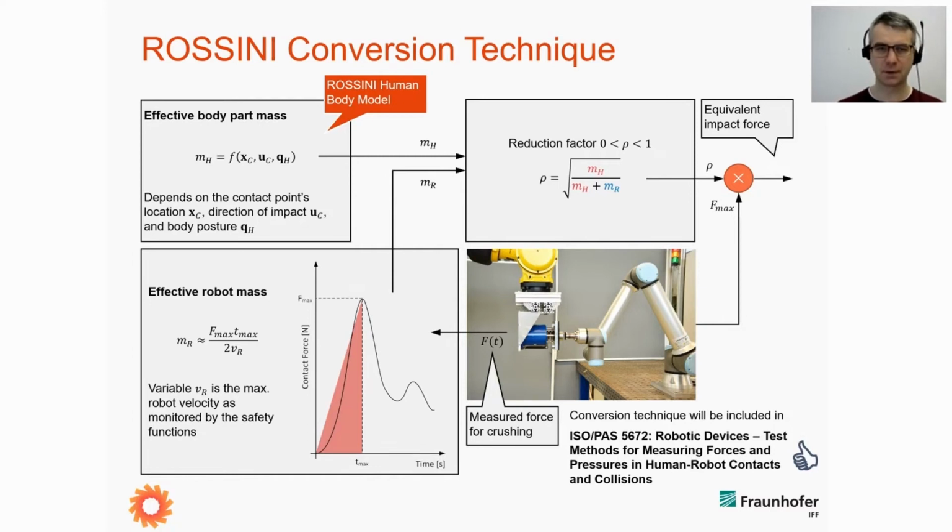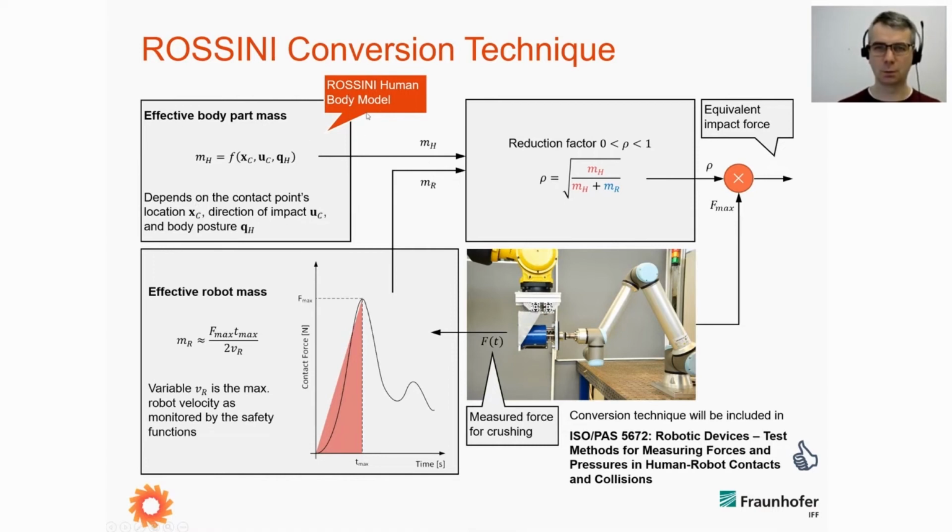Good, we have this. And what we also need is the effective body part mass. This is much more complex than this one here, because the effective mass of the human body depends on the contact point's location, on the direction of the impact, and on the body posture. So for that we need a model.